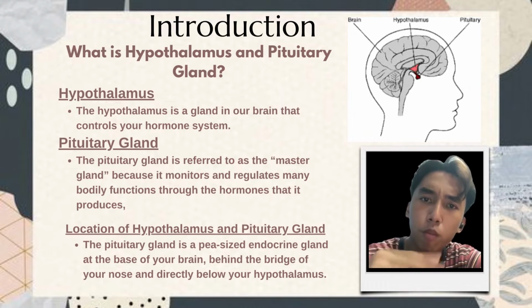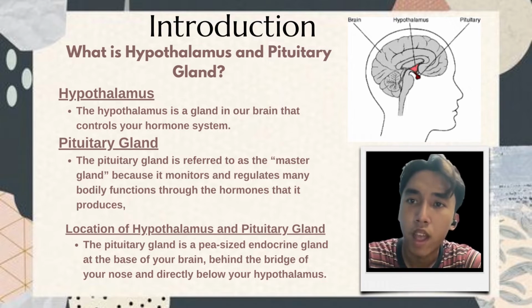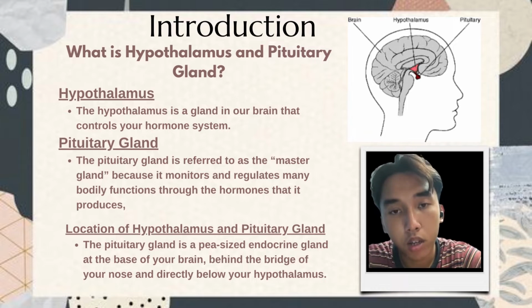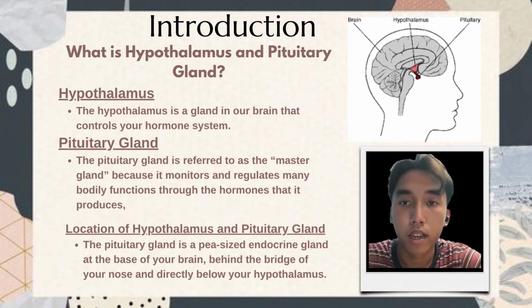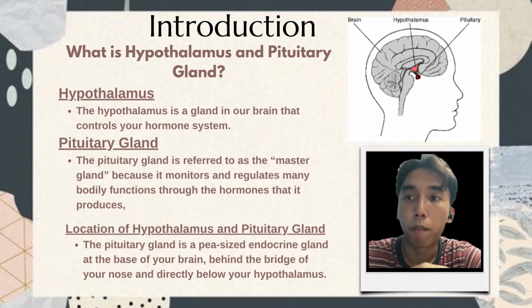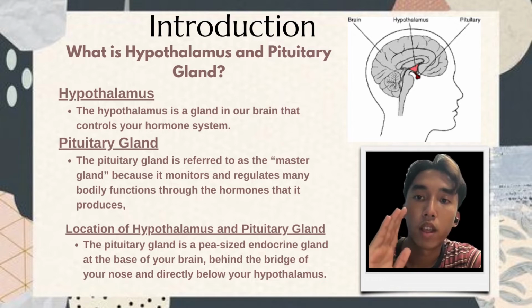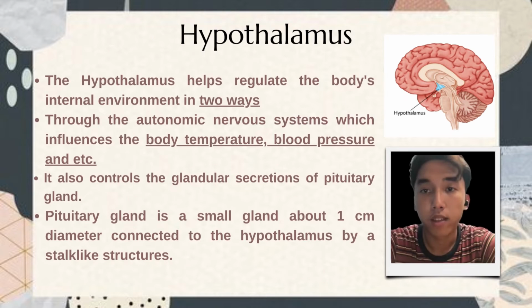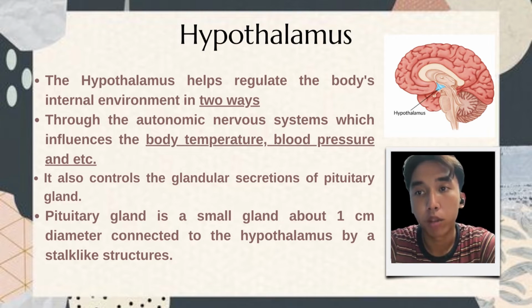So why must these two be paired? This is because the location of the hypothalamus and the pituitary gland is connected to one another. The pituitary gland is at the base of the brain, behind the bridge of the nose, and directly below the hypothalamus. Next, we move on to know more about the hypothalamus.